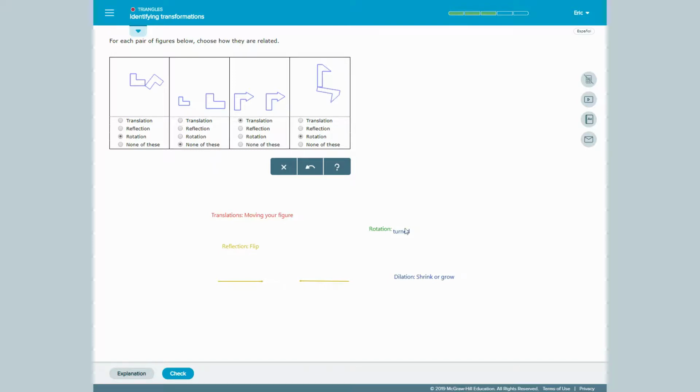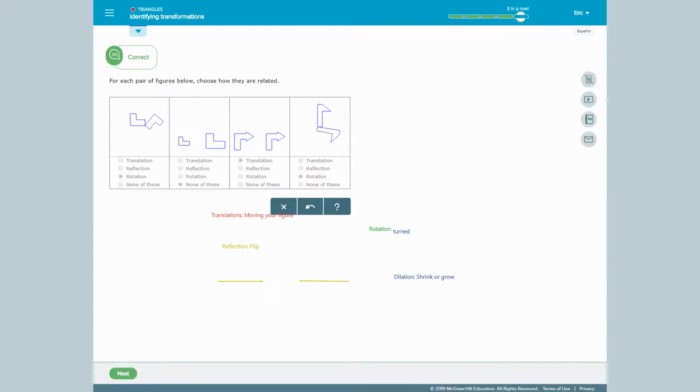Translation, reflection, and rotation are what we call rigid motions. Nothing changes about your shape outside of its position. A dilation is a non-rigid motion, which means that your shape can stretch and shrink and all the extra fun things. So basically for these, if it turns, it's a rotation. If it flips, it's a reflection. If it moves, it's a translation. And that's it.